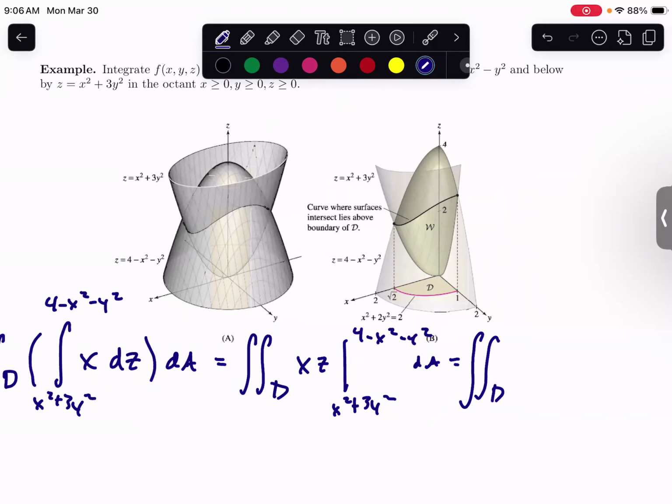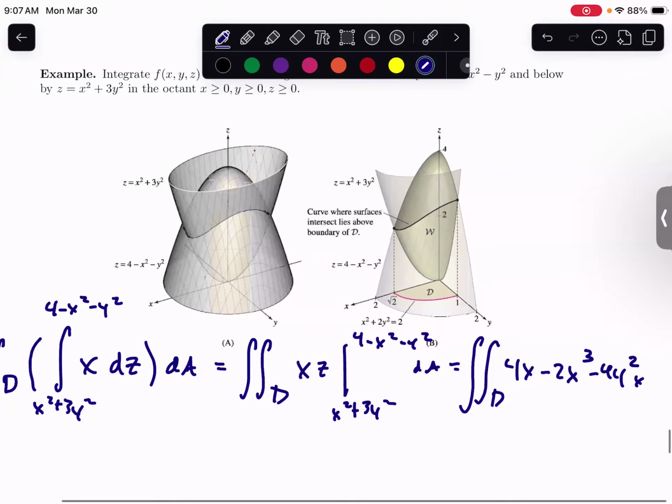And so this is going to end up giving you an x times a 4, so you have a 4x. You're going to have a minus x squared minus x squared, which is minus 2x squared, and then you multiply by x. That's really going to be minus 2x cubed. And then you have minus y squared minus 3y squared, which will give you a minus 4y squared, and then you multiply that by x, the x that's right here. And then I'm just going to continue writing it as dA for now. We're not going to go into the specifics over what we're integrating with respect to D yet.